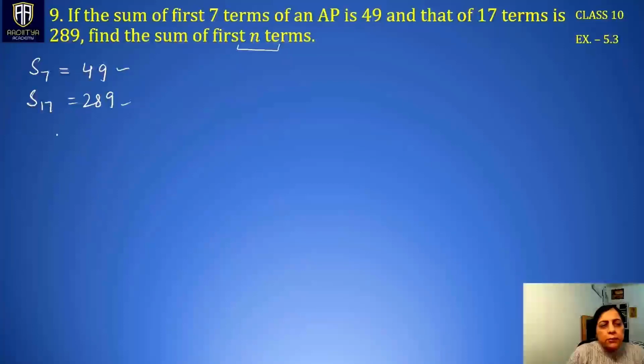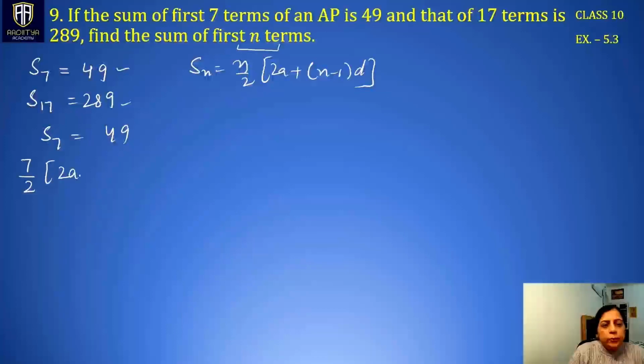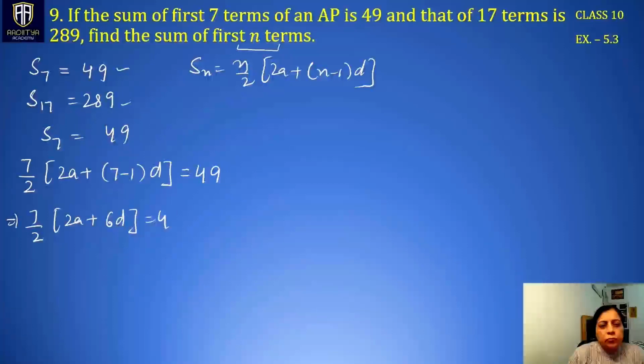So S7 is 49. We can write this in the formula. Sn is n by 2 times 2a plus n minus 1 d. So n here is 7, so 7 by 2 times 2a plus 6d. a and d both are not known to us, so keeping them as variables, we have 7 by 2 times 2a plus 6d is equal to 49.